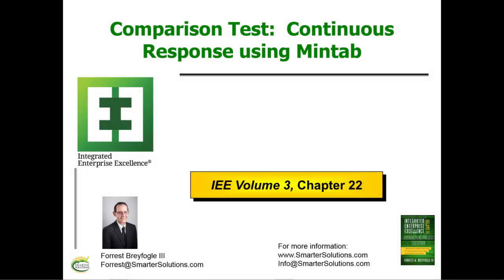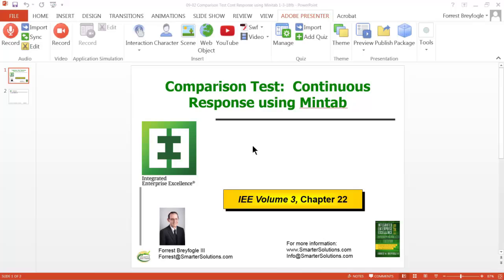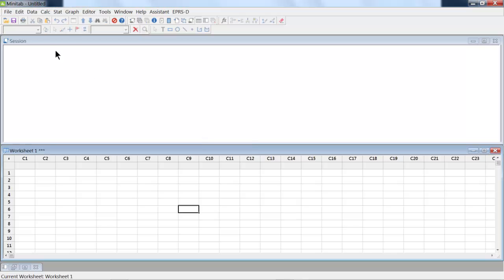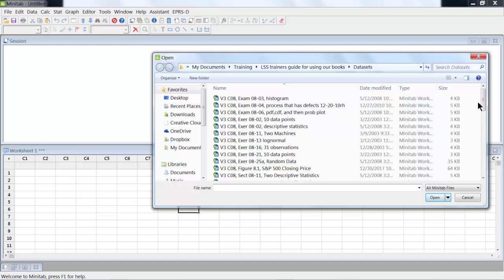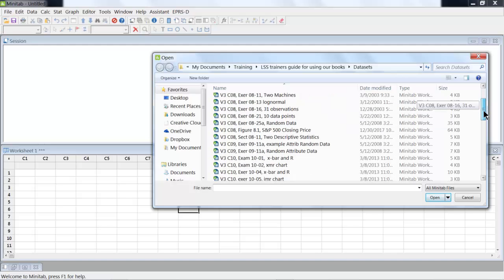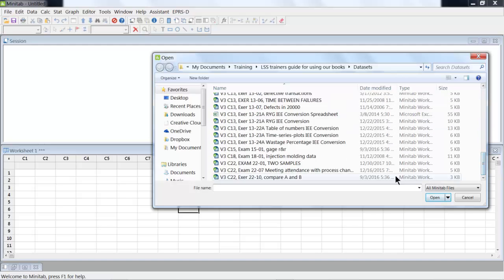In this session, I'll be talking about comparison tests of continuous responses, and I'll be using Minitab to illustrate how you can use the software to do basic analyses. So what I'll now do is open a data set here, which is example 2201.